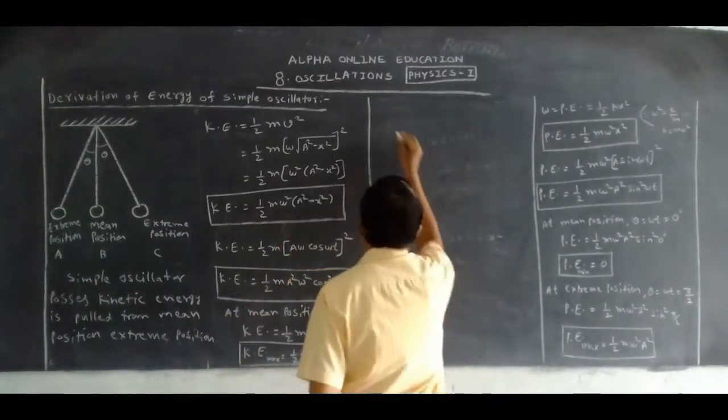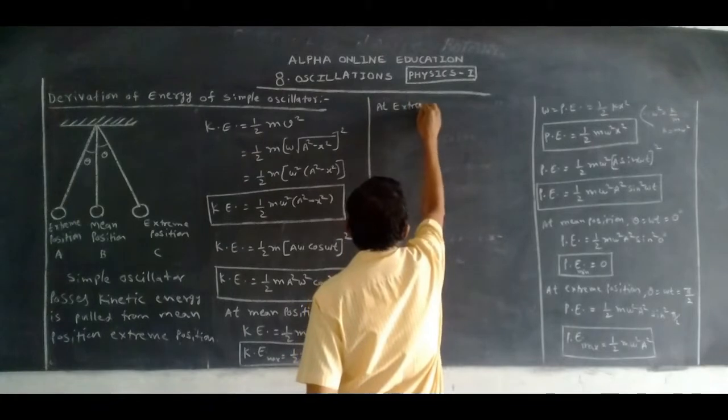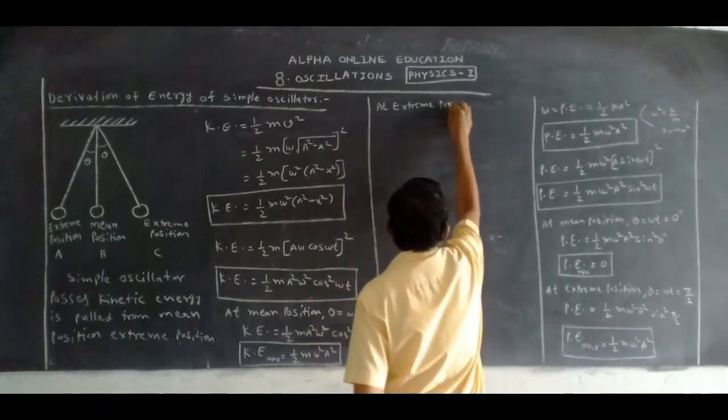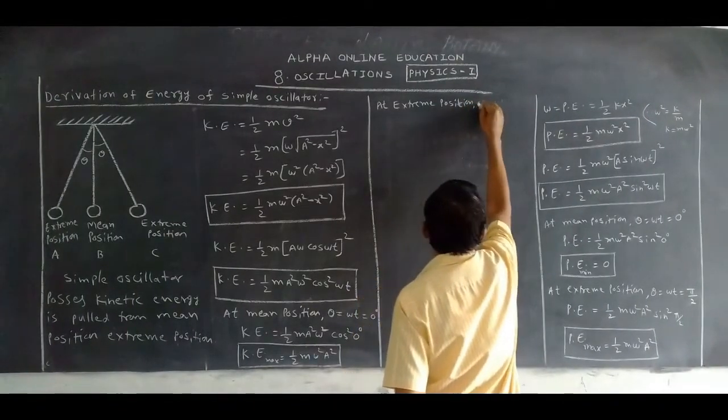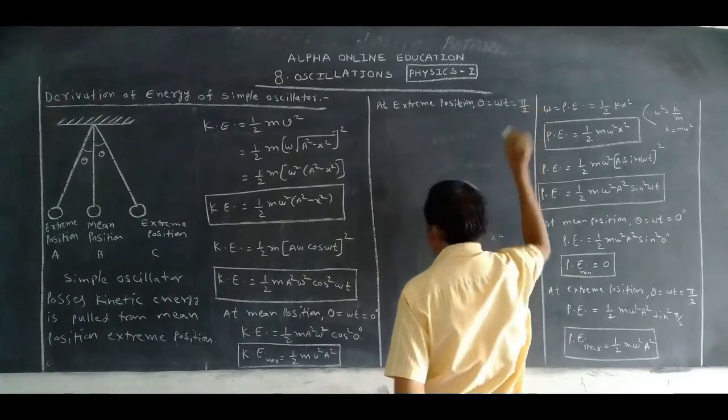Next, at extreme position, theta is equal to omega t is equal to pi by 2.